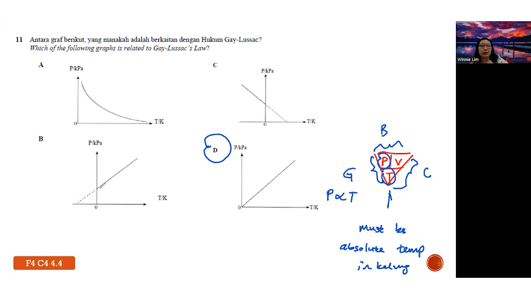Because this is wrong, provided this temperature is in degrees Celsius, and this is inversely proportional, so not acceptable. And this one decreases linearly, okay? Also, they are not correct.